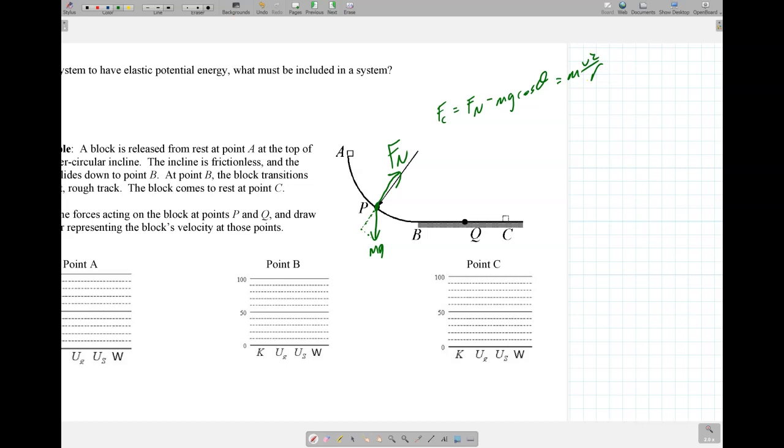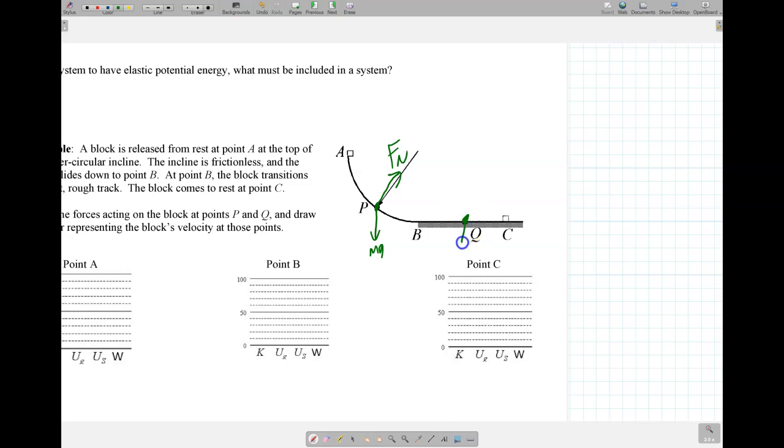That's not what we're doing here, so you don't have to worry about that. That was just a little bonus for you. Instead, it just says draw the forces acting at these specific points. So we've got our normal force there. It's a frictionless incline, so we don't care about friction.